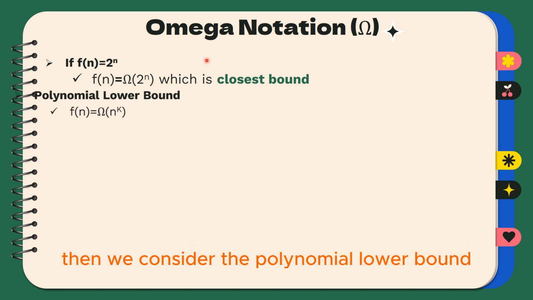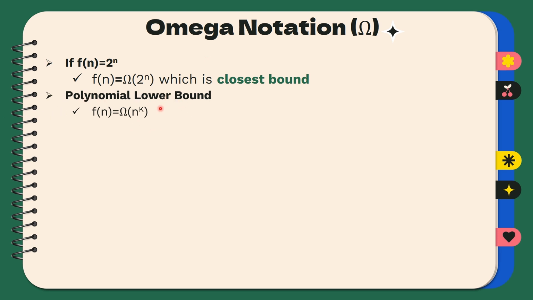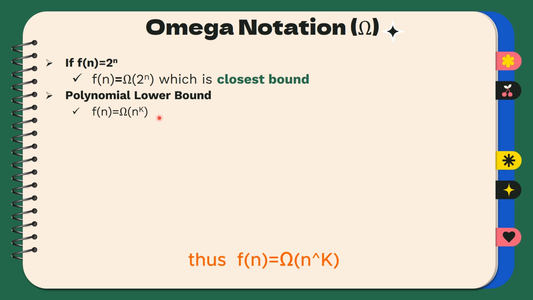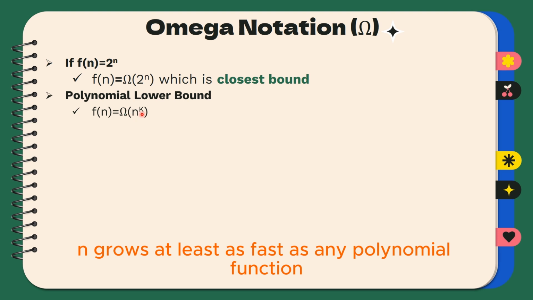Then, we consider the polynomial lower bound, f of n equal to big omega of n power k. For any k, 2 to the power of n grows faster than any polynomial n to the power of k as n increases. Thus, f of n equal to big omega of n to the power of k. This shows that f of n grows at least as fast as any polynomial function.